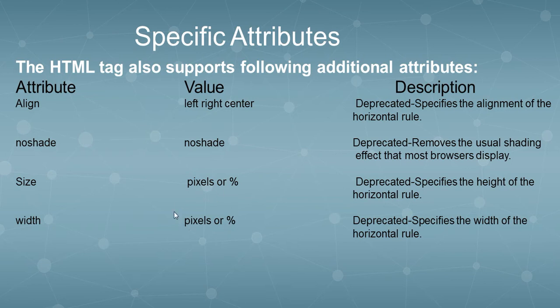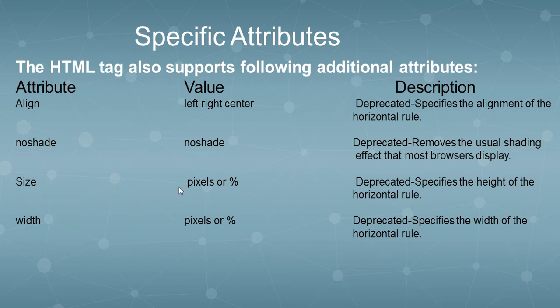Student, computer screens are made up of small pieces which are known as pixels. So we can put the pixel value, which may be 1, 2, 300, 400, whatever. Or we can put a percentage. The maximum percentage is 100% and the minimum percentage is 0%. So here we can put the width either in pixels or percentage. It specifies the width of a horizontal rule, that is, in landscape mode.